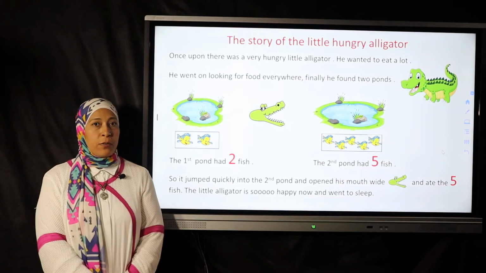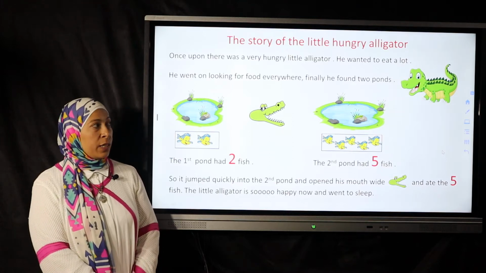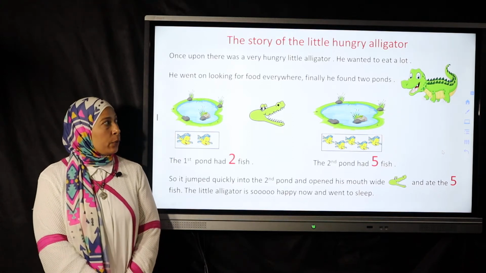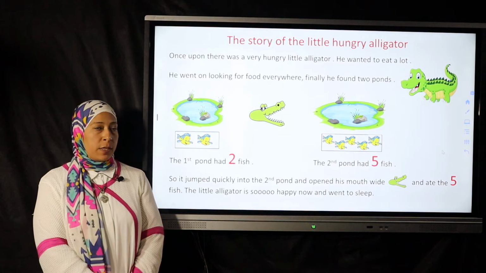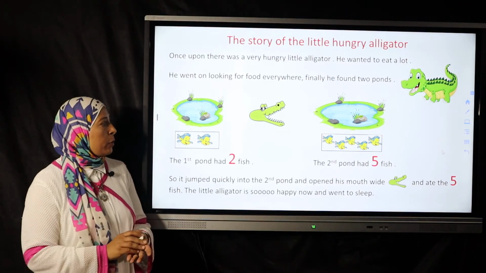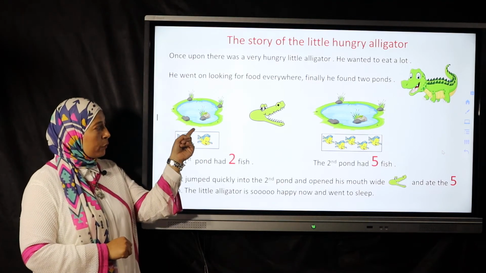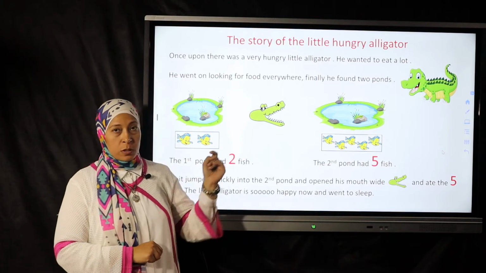This is the story of this little small alligator. Okay, he was very hungry. One day he was very hungry, and he started looking for some fish to eat. He started looking around everywhere, okay? And when he was looking around, he found two ponds. Pond, the first one and the second one, okay?